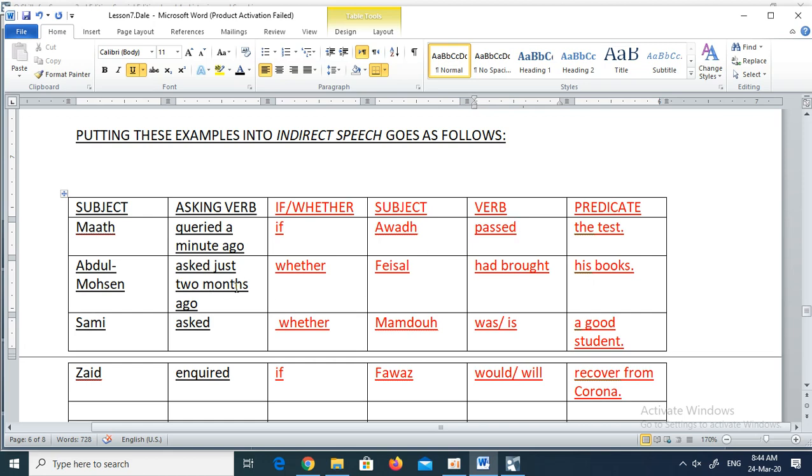If it was already 2 months ago, two years ago, Abdul Mohsen asked a whole 2 years ago whether Faisal had brought his books. Because that is a long time ago, you will use the past perfect. The tense in the subordinate clause will change according to how long ago it was that the person asked in the main clause.